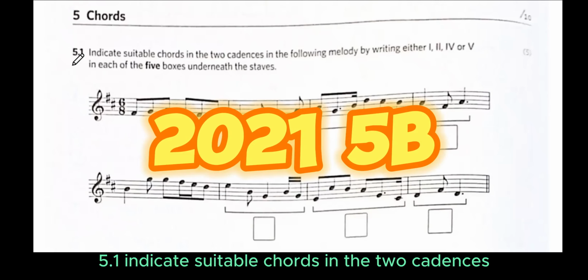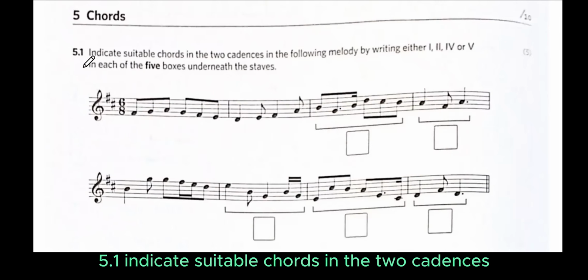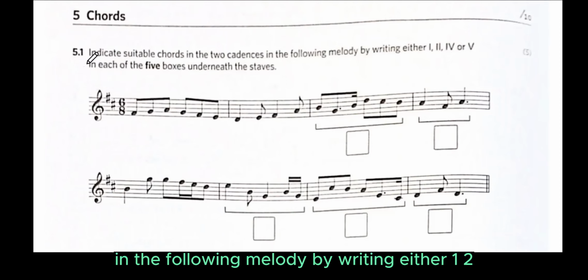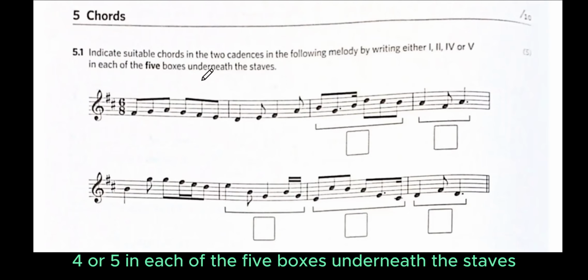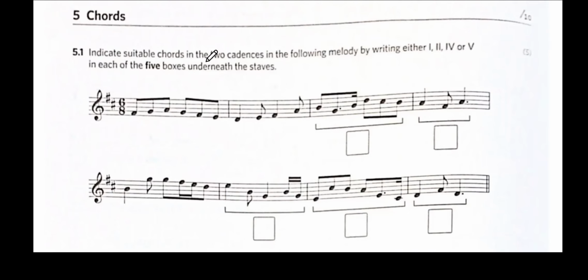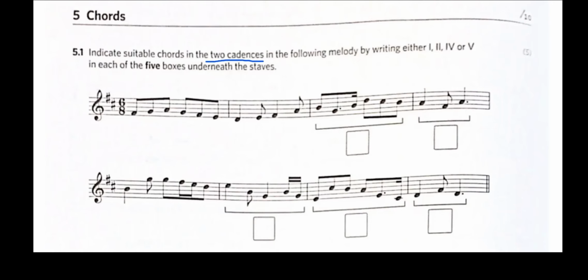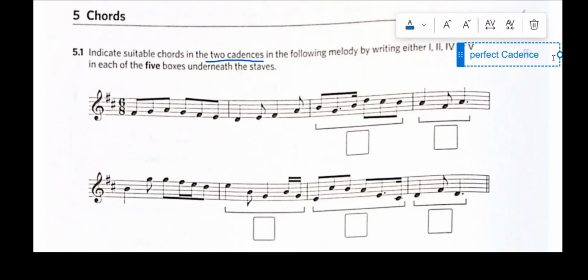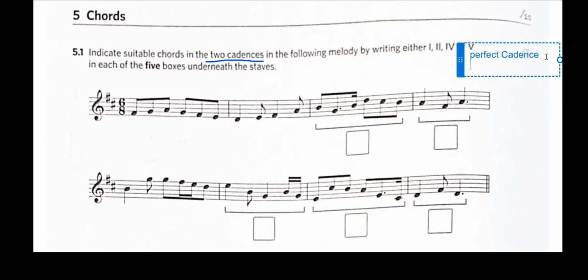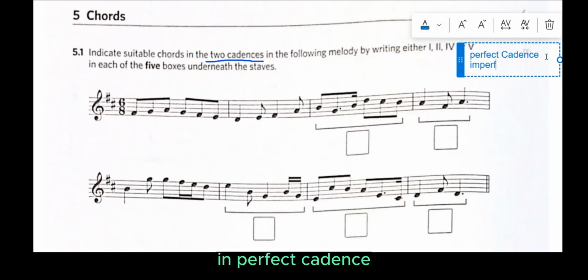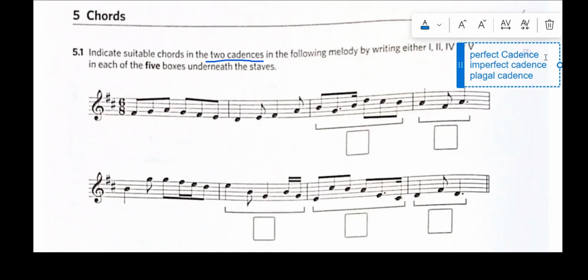5.1. Indicate suitable chords in the two cadences in the following melody by writing either 1, 2, 4, or 5 in each of the 5 boxes underneath the staves. First of all, let's confirm the two cadences. Refer to perfect cadence, imperfect cadence, or plagal cadence.